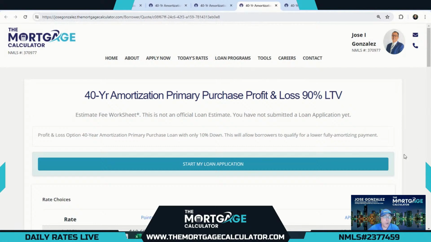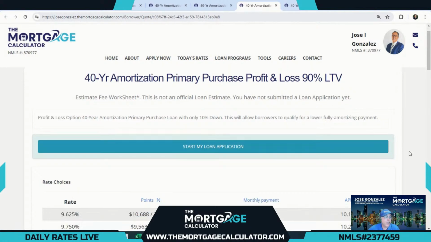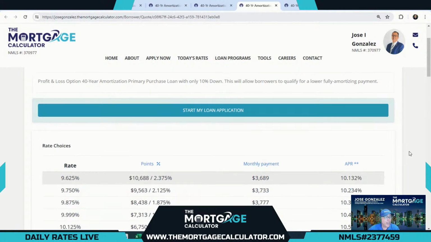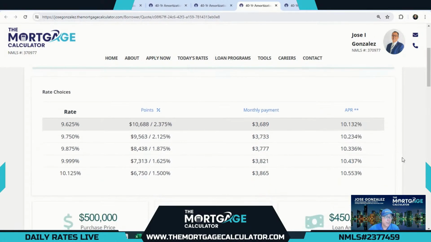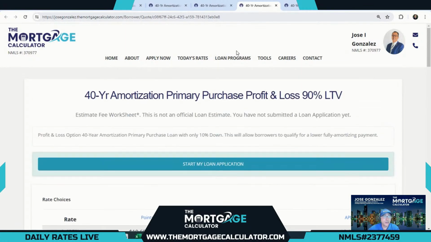And now we have our profit and loss loan, right? We're running them all, our self-employed options here, or our favorite non-QM options. 10.125 does go up a little bit here now for the P&L. 10.125 lowest cost option, 9.625 lowest rate option for our P&L 90% LTV primary purchase.